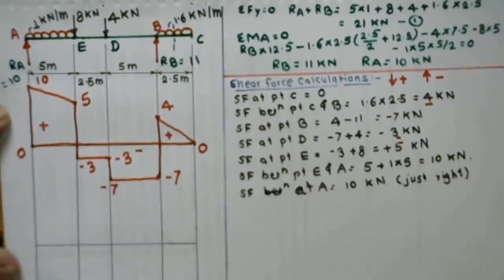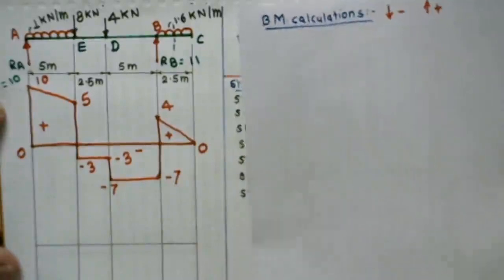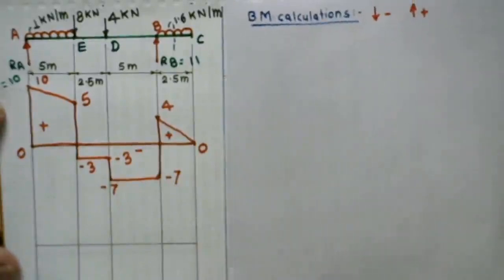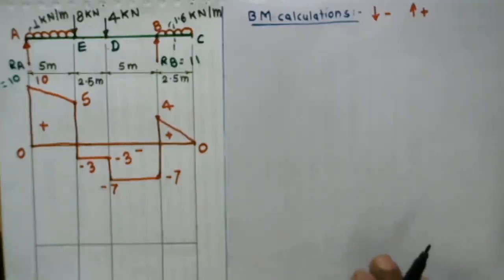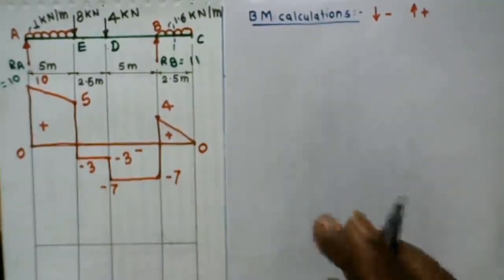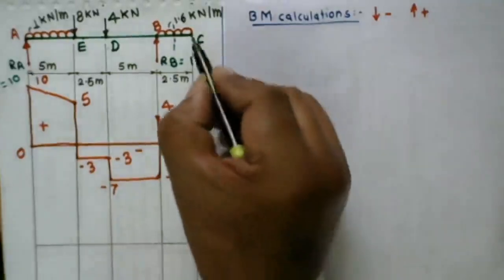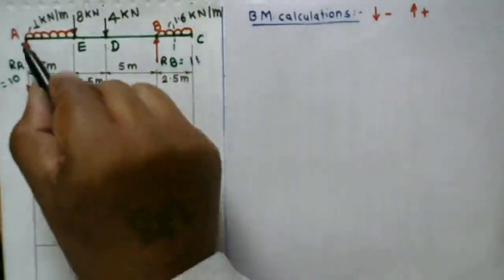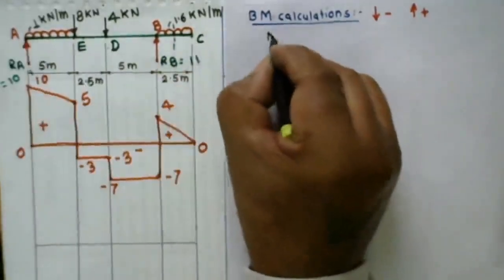Now let's see the bending moment diagram. First we have to decide its sign convention. In this sign convention, downward force is negative, upward force is positive. Okay, so the bending moment at point C and at point E will be 0.